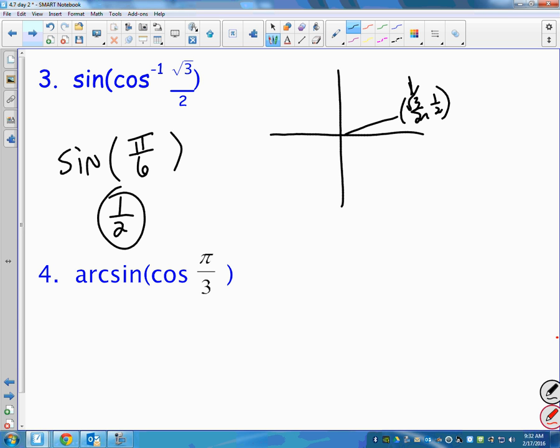So try number 4 if you haven't already. Notice it's different, right? On this one, it was inverse first, and then the function on the outside, so your answer is a value. On this one, it's the angle on the inside, and then the inverse on the outside. So sometimes you're going to get angles for answers, sometimes you're going to get values for answers. So take a minute there, do the cosine of pi thirds, and then take the arc sine of that one.